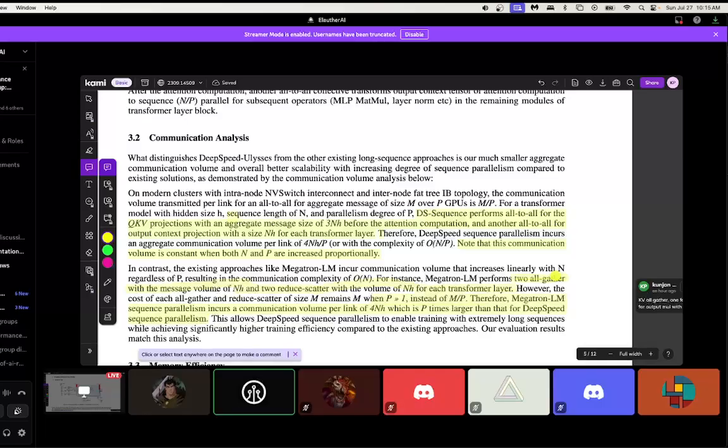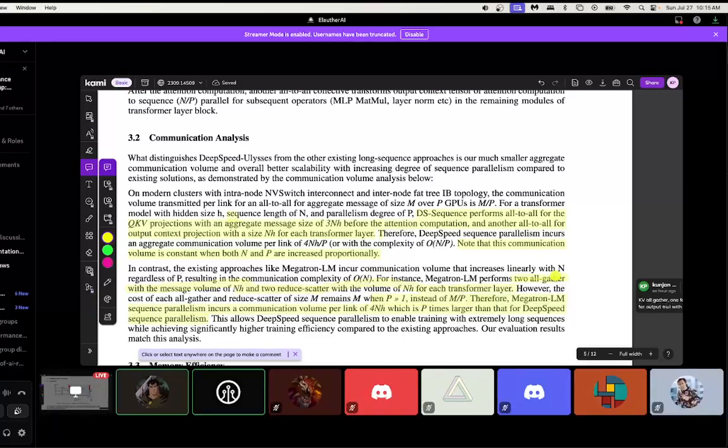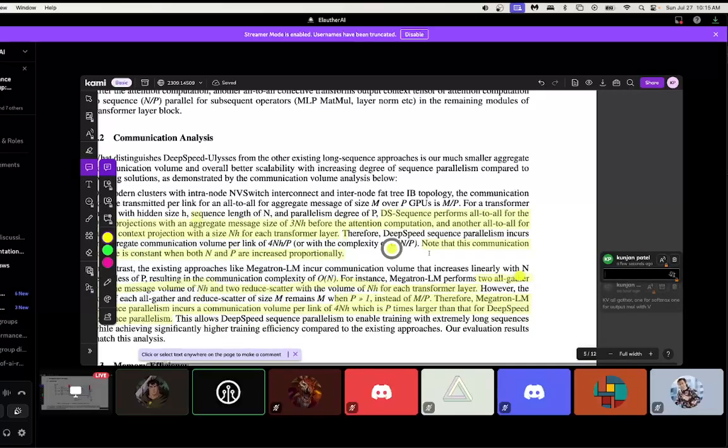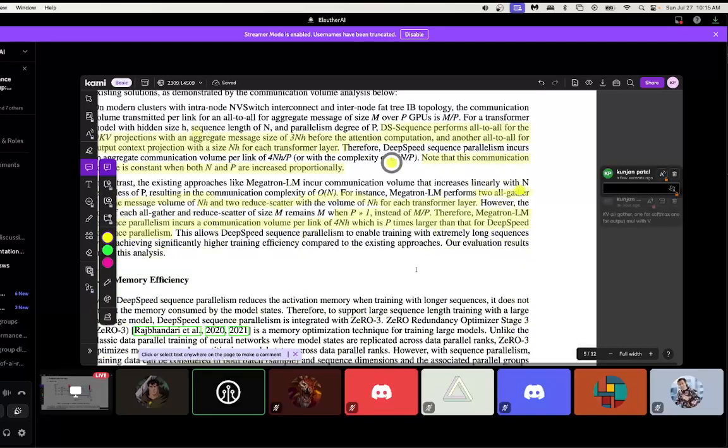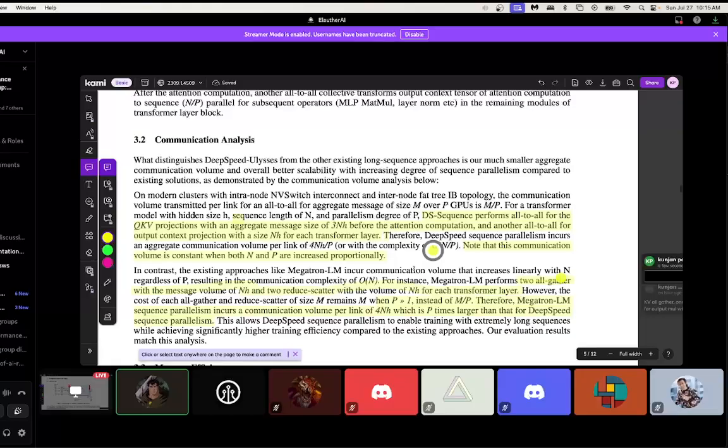Okay, so sequence length is N and P is the parallelism degree. It seems like they're basically saying that with the two all-to-alls, the communication scalability is O(N/P) asymptotically, and as long as you increase both, it's scalable essentially. It's not going to increase super linearly, it's going to increase linearly. That's what they're saying. And they're claiming that this is better than the all-gather, where it doesn't increase linearly.